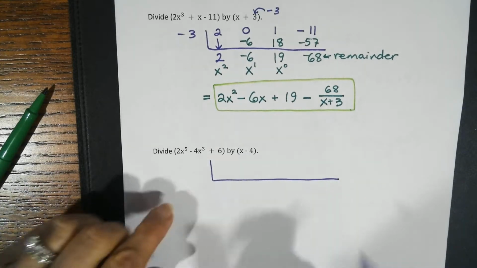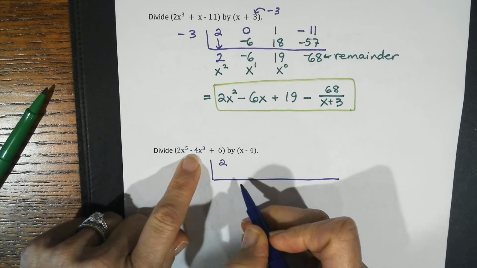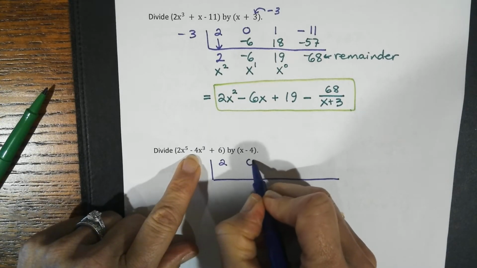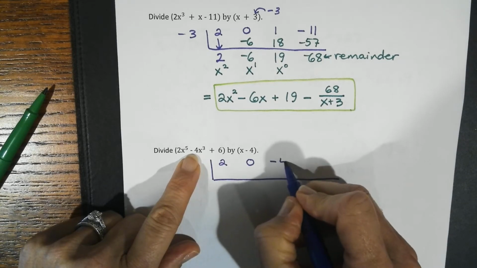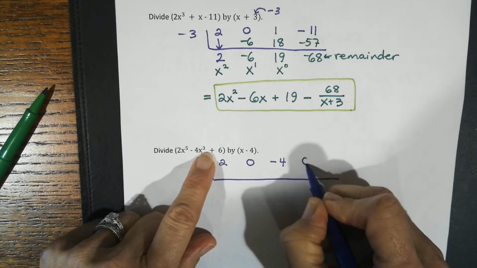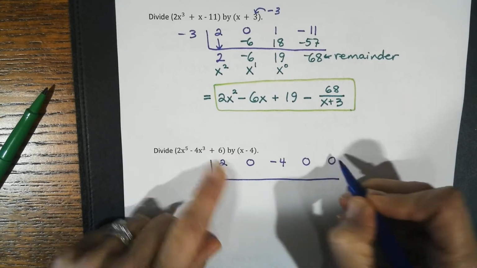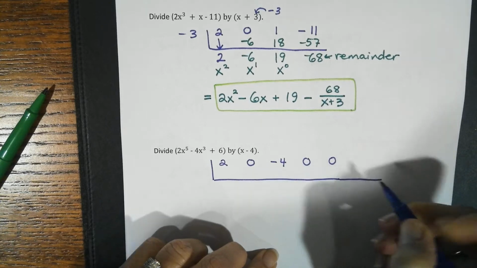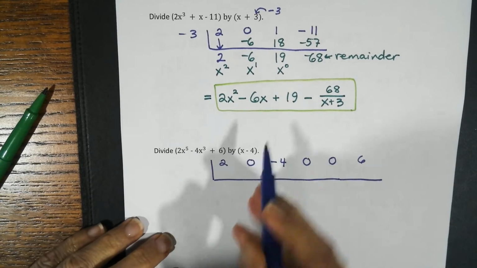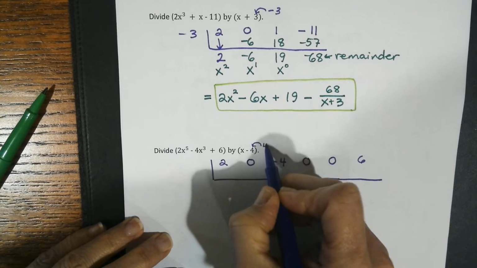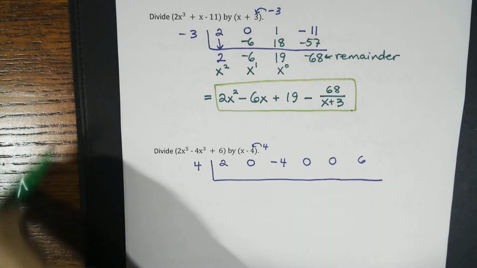Let's go in order. 2x to the 5th, 2 goes here. X to the 4th, don't have it, so that's going to be a 0. X to the 3rd is going to be negative 4. X squared, don't have it, so it's a 0. X to the 1, don't have it, so it's a 0. And actually, I didn't draw it long enough. 6 goes out here at the end. Here, the divisor is a positive 4, so that goes out here. Remember, our factors are x minus a.